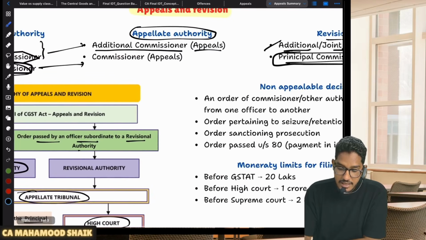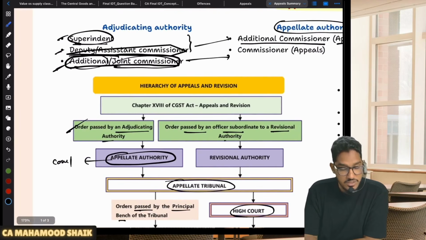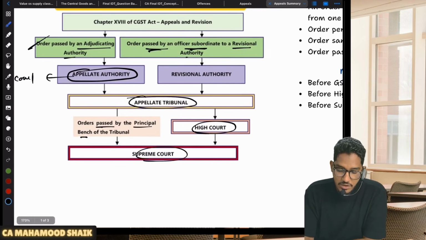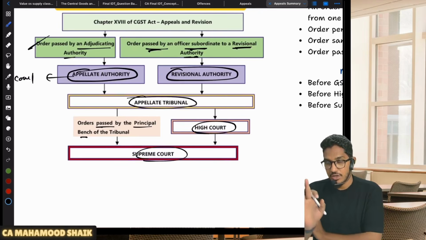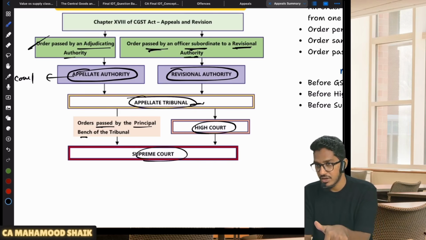Like, let us say, commissioner wants to take up the case. Now he can take up the case which is passed by additional or joint commissioner. So order passed by an officer subordinate to revisional authority, first they will pass revisional order. Revisional authority's order will come. Thereafter, if you see here, directly appellate tribunal has come here. Appellate authority is not coming here.